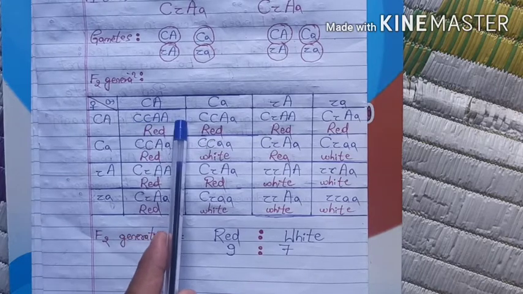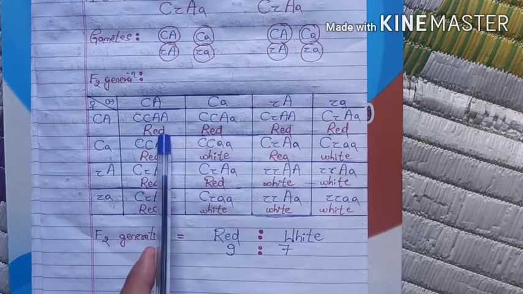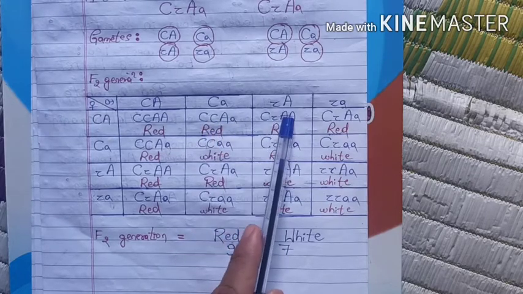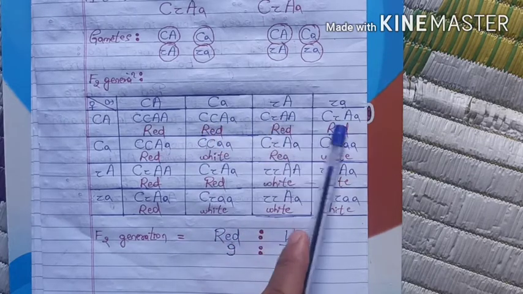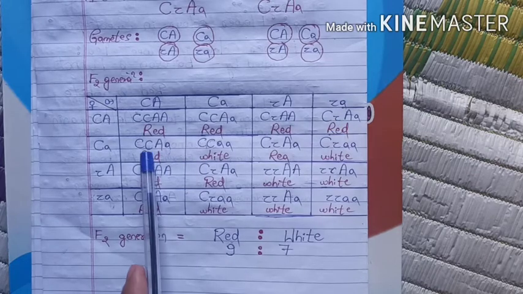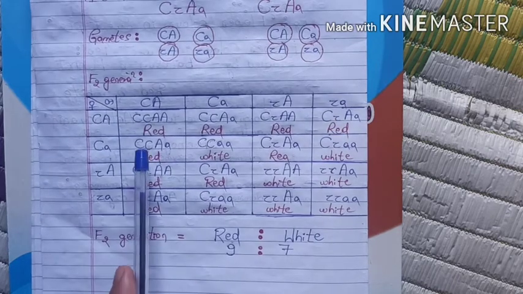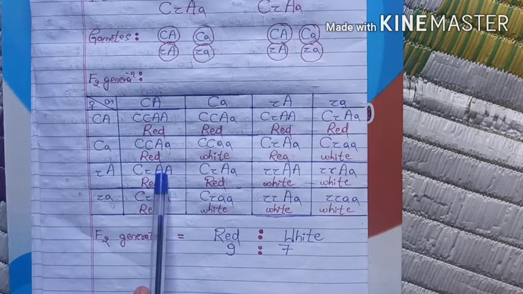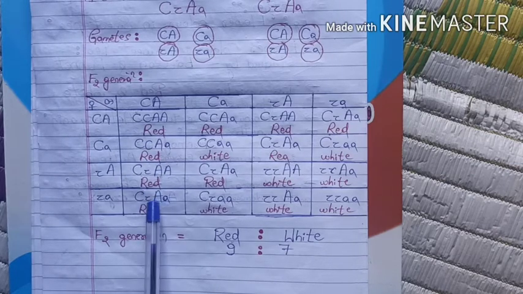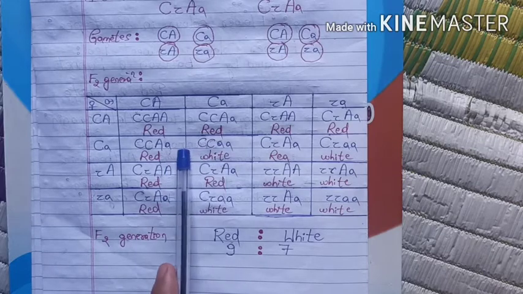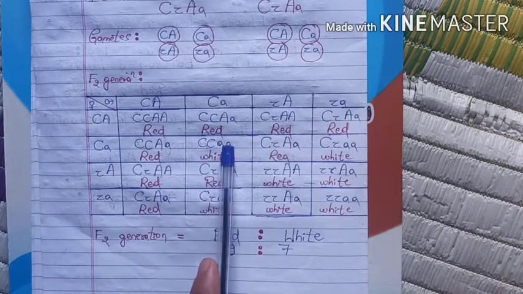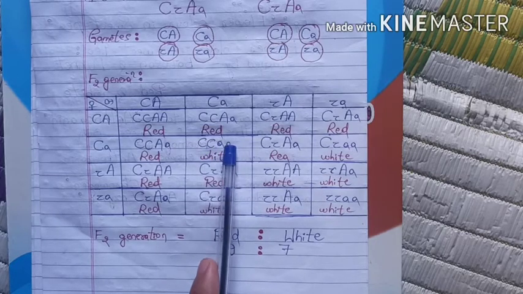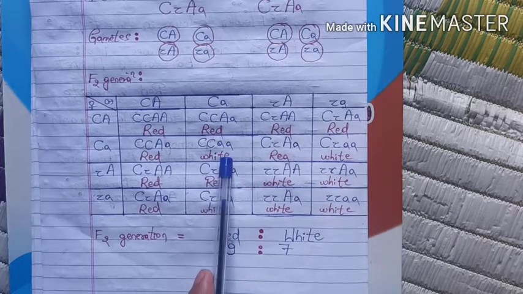You can see that here all are capital, therefore no doubt it is red. Here also capital C, capital A, red color. Capital C, capital A, red color. Capital C, capital A, red color. Taking this one now, capital C, capital A, again red. Capital C, capital A, both are there, therefore red. Capital C, capital A, red. Now see here, only capital C is there. Small a is there. So therefore only white, because capital A is absent, therefore white.